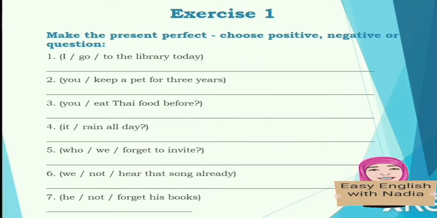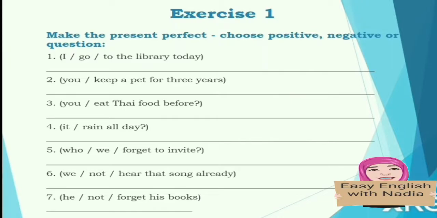Now let's do exercise 1. Make the present perfect. Choose positive, negative, or question. I go to the library today. You keep a pet for 3 years. You eat Thai food before. It rained all day. Who we forget to invite.